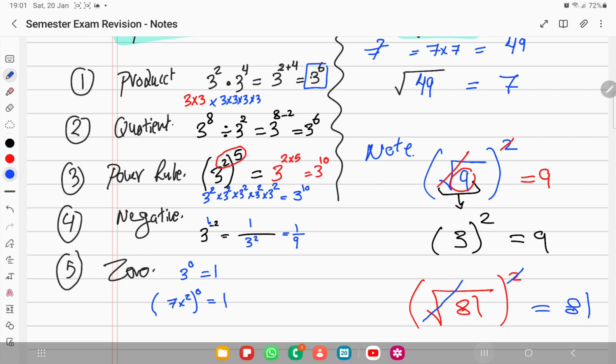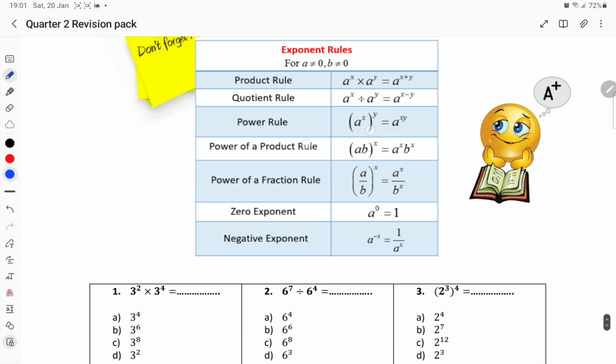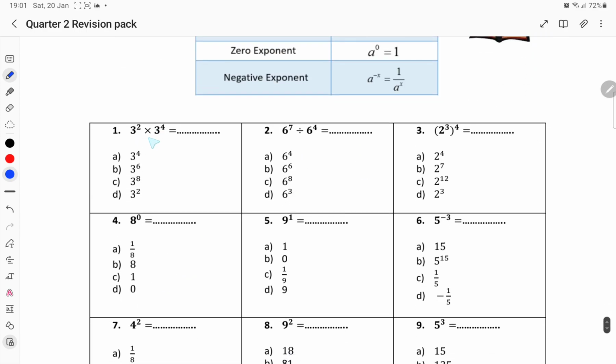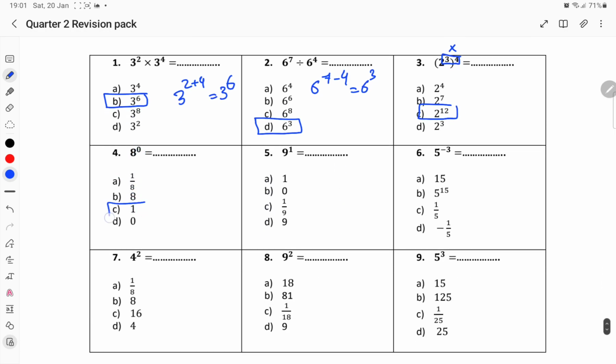Let's go for our questions. Question 1, 3 power 2 times 3 power 4. Multiplication, what should I do? Add powers, excellent. 2 plus 4 is 6, so 3 power 6. Division, and the same base, the 6 and 6 are the same base. 7 minus 4, so it is 6 power 3. And here, 3 power 2 plus 4 is 3 power 6. Very good. Power rule, 2 power 3 all to the power 4. So we simply multiply 3 times 4, so it's 2 power 12. 8 power 0, anything power 0 is 1.